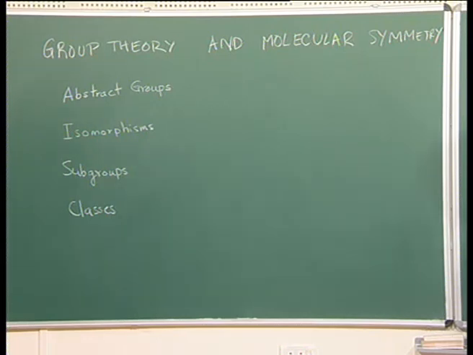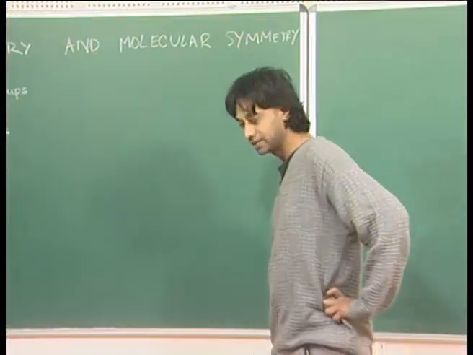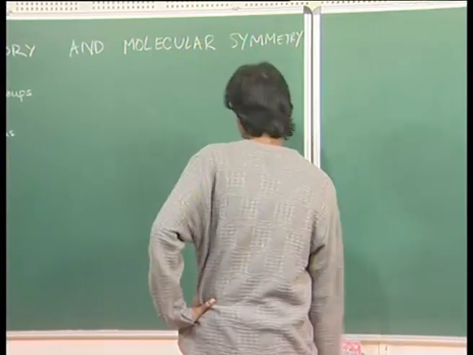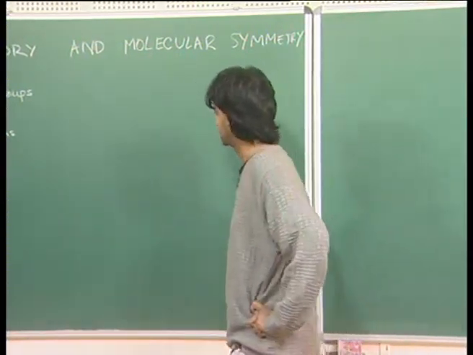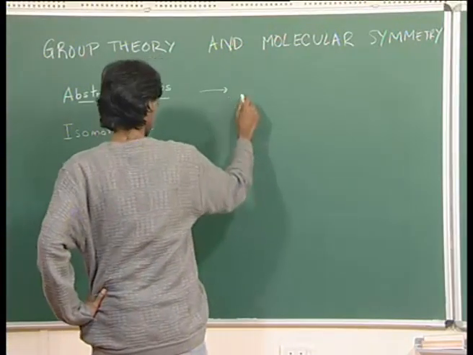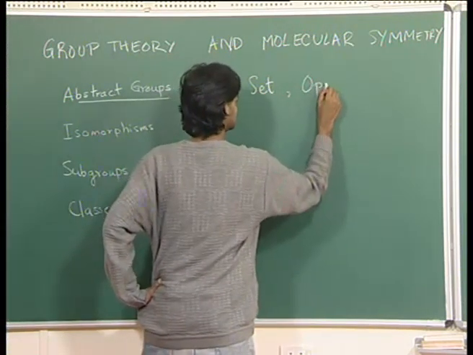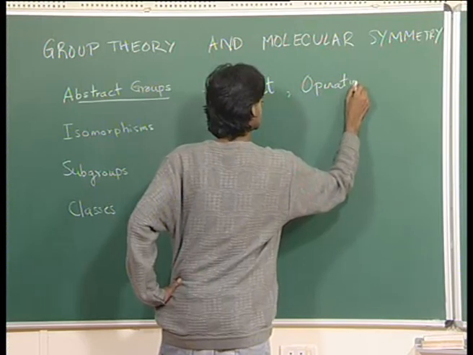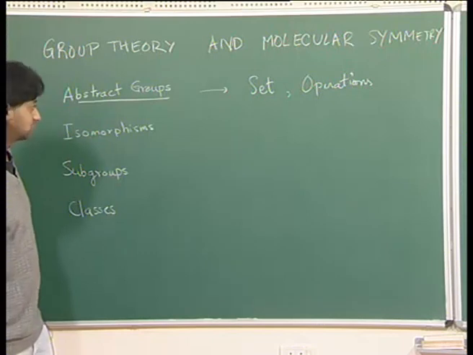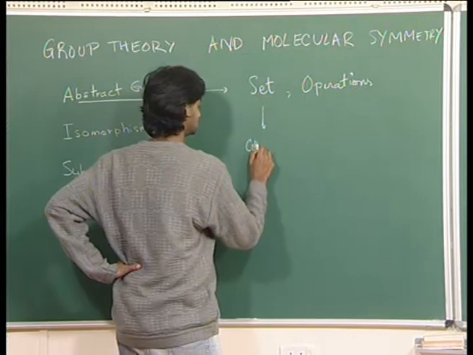So, let us start with abstract groups. What is a group? In order to define a group, we need to have a few concepts, and I'll just mention them here. For abstract groups, you need a set and you need operations. So what is a set? A set is nothing but a collection of objects.